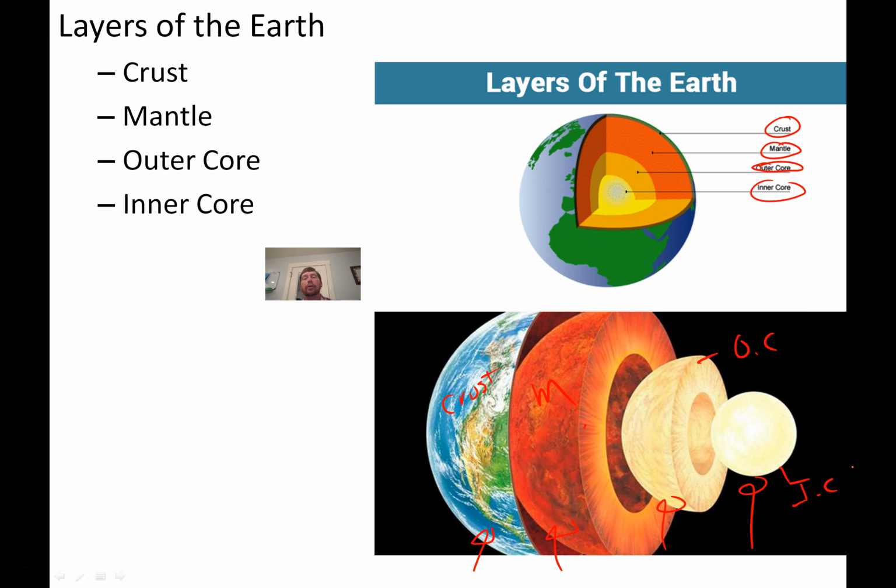So the layer of the Earth that we live on is the crust. And honestly, the only layer of the Earth man has ever been on is the crust, because once you get beneath the crust, it's way too hot for us to survive.